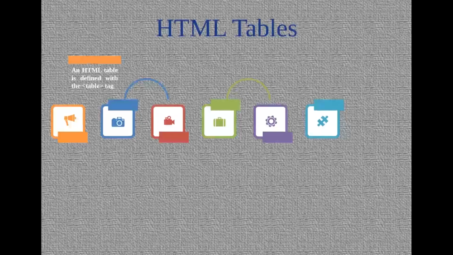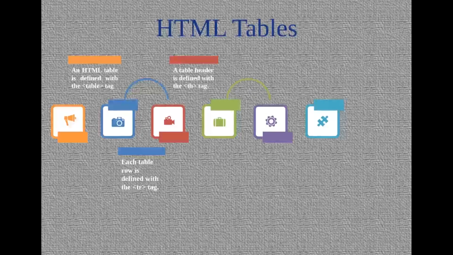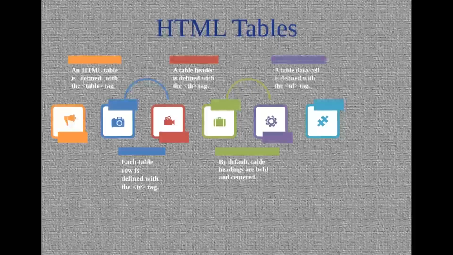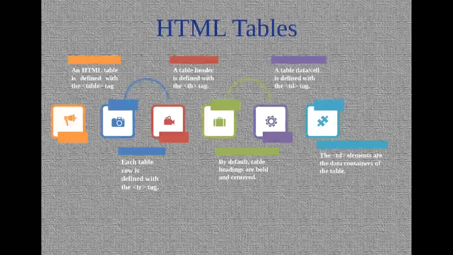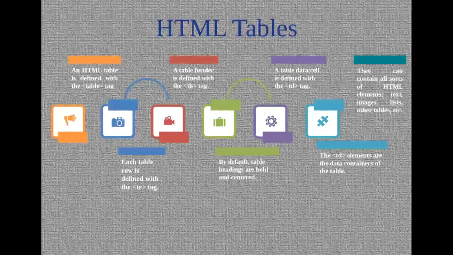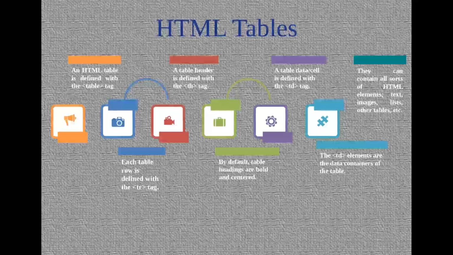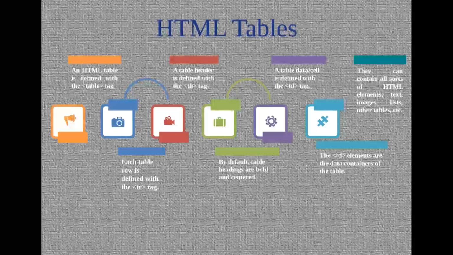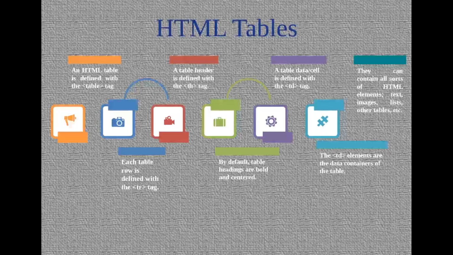Now we'll come to HTML tables. An HTML table is defined with the table tag, and each table row is defined with the TR tag. A table header is defined with the TH tag, and by default the table headings are bold and centered. The table data or cell is defined with the TD tag, and the TD elements are the data containers of the table. The TD, that is the data cell, can contain all sorts of HTML elements like text, images, lists, and other tables, etc. So inside the table data or table cell we can hold these elements.